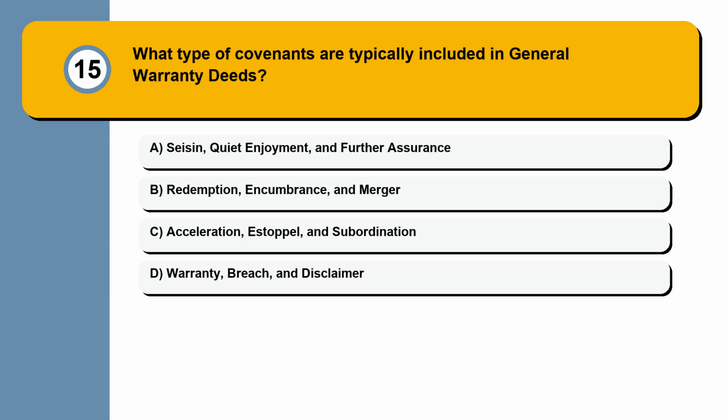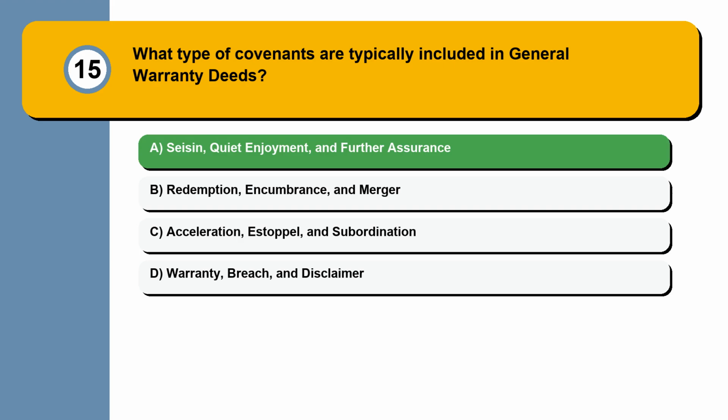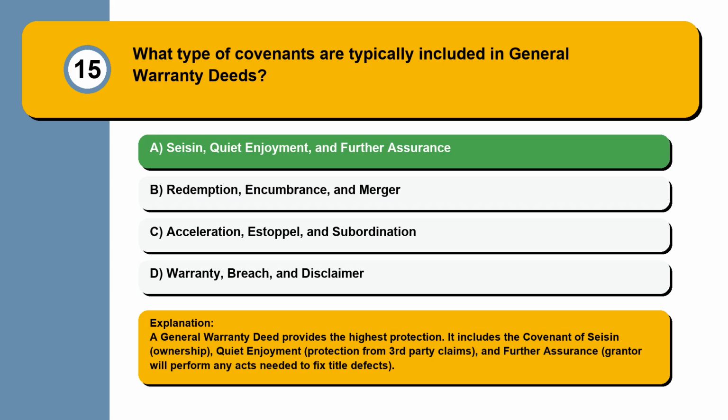Question 15. What type of covenants are typically included in general warranty deeds? Seisin, quiet enjoyment, and further assurance. Redemption, encumbrance, and merger. Acceleration, estoppel, and subordination. Warranty, breach, and disclaimer. A general warranty deed provides the highest protection. It includes the covenant of seisin, ownership, quiet enjoyment, protection from third-party claims, and further assurance. Grantor will perform any acts needed to fix title defects.